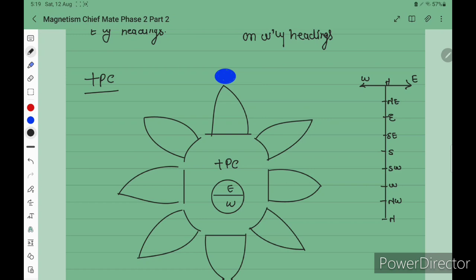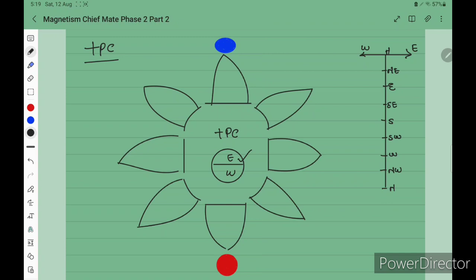Okay, so let's discuss plus PC. Plus PC is called easterly deviation on the northerly heading and westerly deviation on all the southerly. So we make the vessel head on all eight directions, cardinal and intercardinal, and we mark the compass. Okay, red is on the south side, blue was on the top side. This is earth magnetism. The line of force leaving from the blue, entering the red. Now the plus PC is blue on the starboard side and red on the port side. So make blue on the starboard side and the red on the port side.